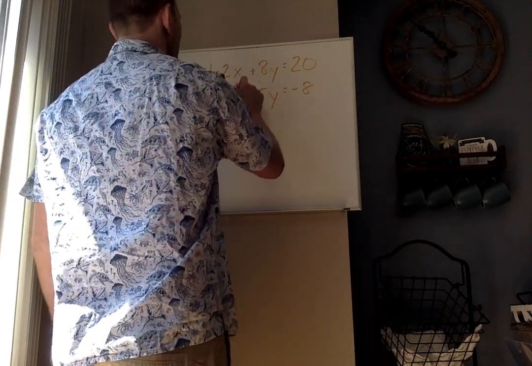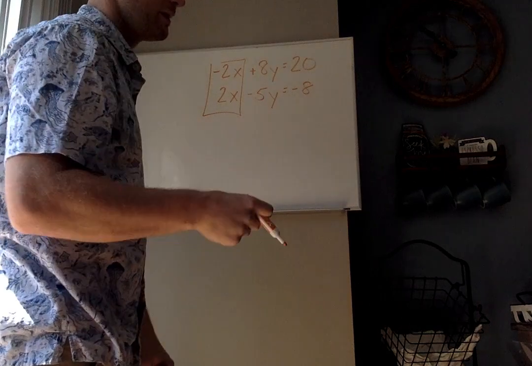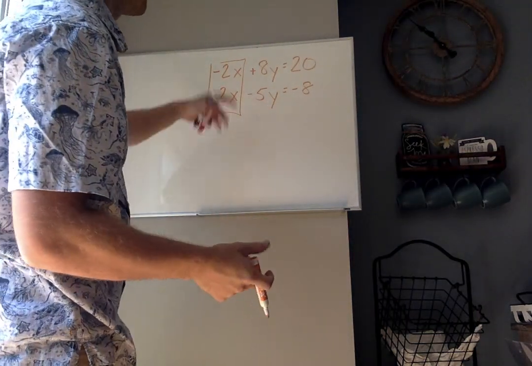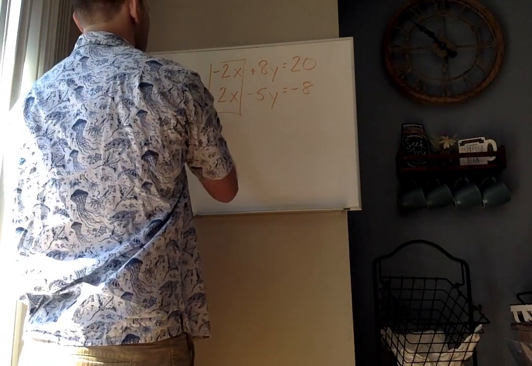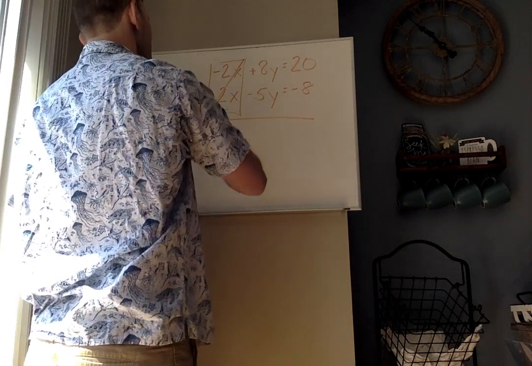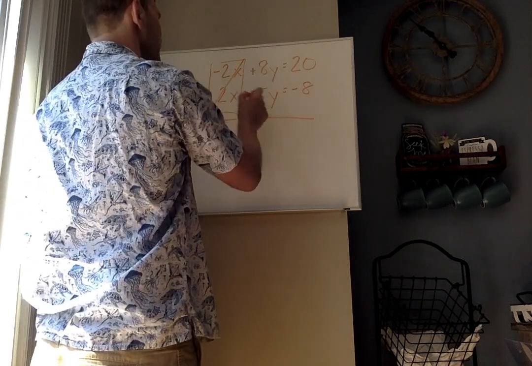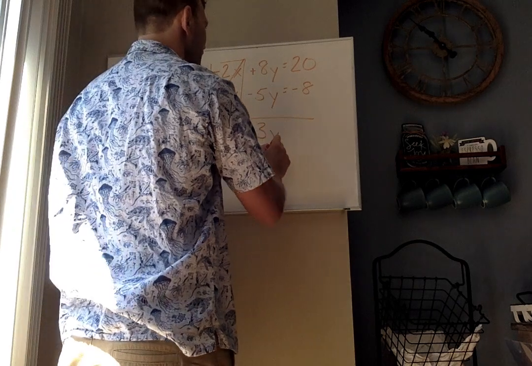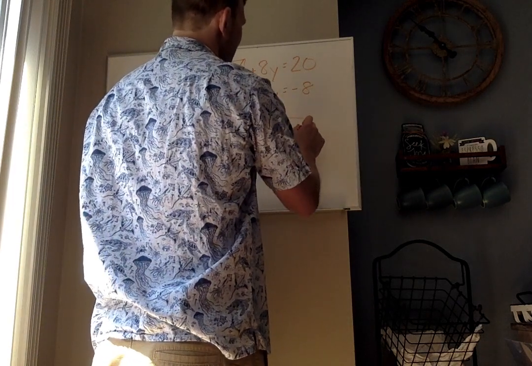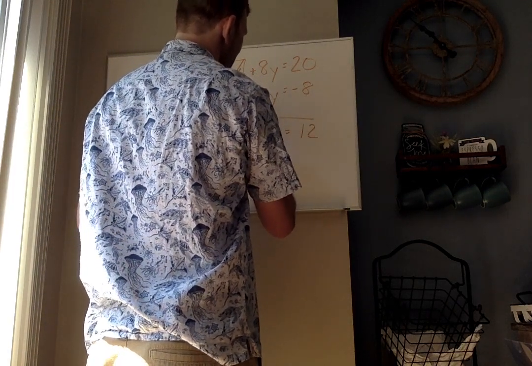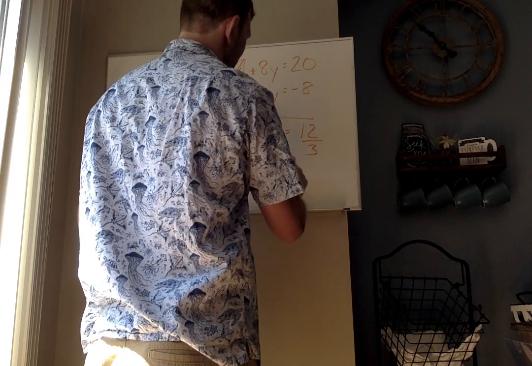So, again, I know it seems like you're always getting rid of the x's. Could be the y's. It's just the x's here are opposites. So I'm going to add the 2. Negative 2 plus 2, well, that's 0. 8 plus negative 5, well, that's 3. And 20 plus negative 8 is 12. So now I divide by 3. I get y is 4.